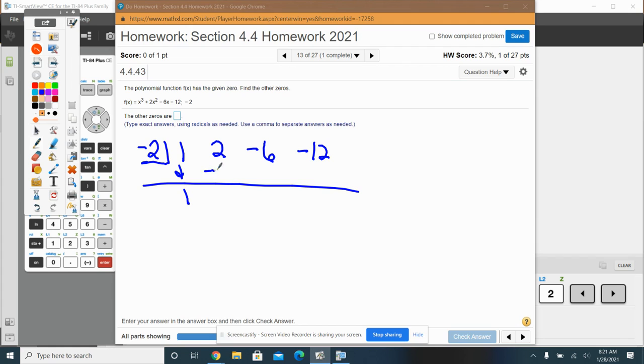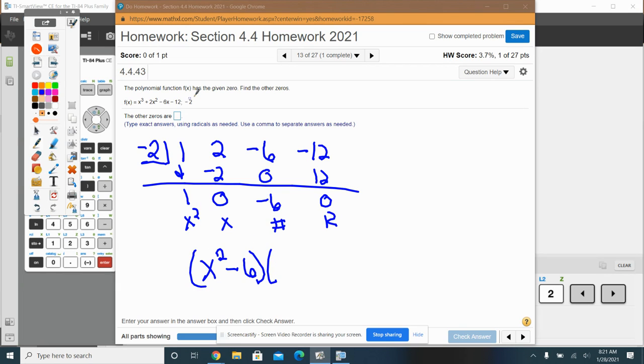We multiply, we add, we multiply, we add, we multiply, and we add. There's that remainder 0. I knew that was going to happen. So I'm getting x squared minus 6. And what that means is if I take x squared minus 6 times that factor x plus 2, which would give me the 0 of negative 2, that is equal to this guy, x cubed plus 2x squared minus 6x minus 12.